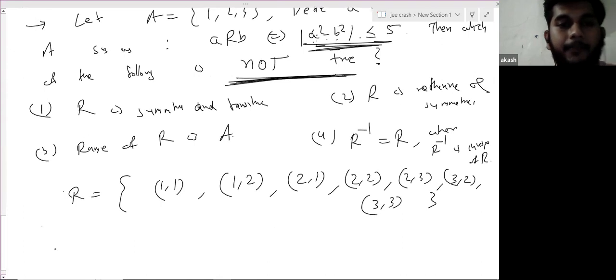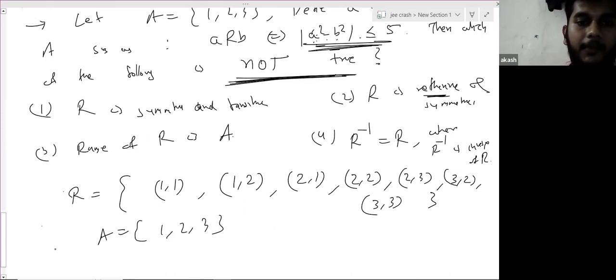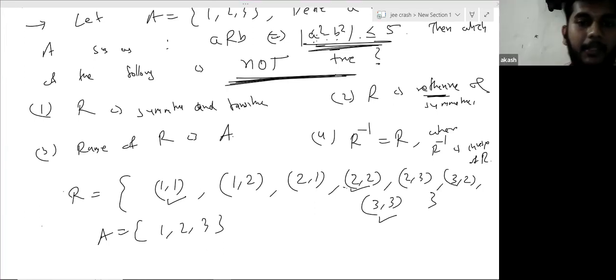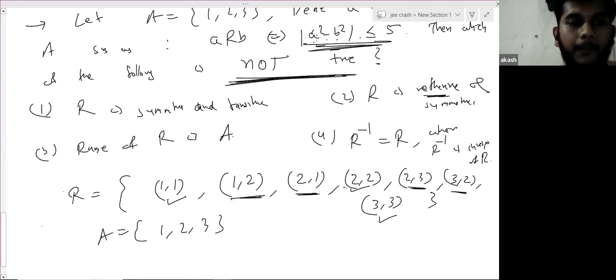Now, is it symmetric? First, let's check reflexive. Set A is 1, 2, 3. So (1, 1) is there, (2, 2) is there, (3, 3) is there. So this is reflexive. Yes or no, everyone? Yes, sir. Right. What about symmetric? Symmetric is if (1, 2) is there, then (2, 1) must be there. If (2, 3) is there, (3, 2) must be there. So this is also true, right? This is also symmetric. It is reflexive and symmetric.